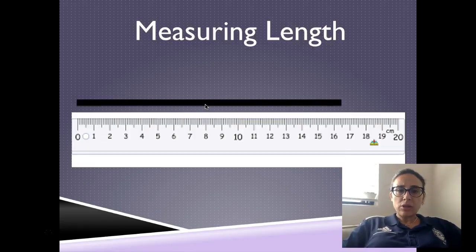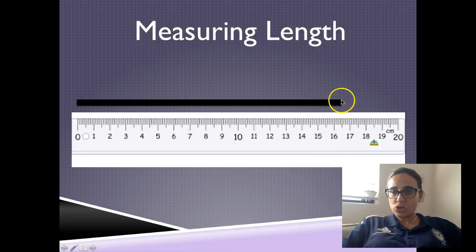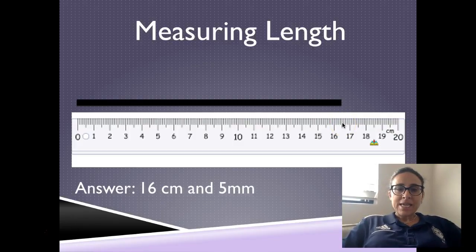Now we have a really long line, but once again we always start at 0 on our ruler and we go all the way to the end. This one finishes in between the 16 centimetres and the 17 centimetres, and when I draw a line down, it ends up here, which is halfway in between 16 and 17. So this line is 16 centimetres and 5 millimetres, because it is 5 little strokes past the centimetre.